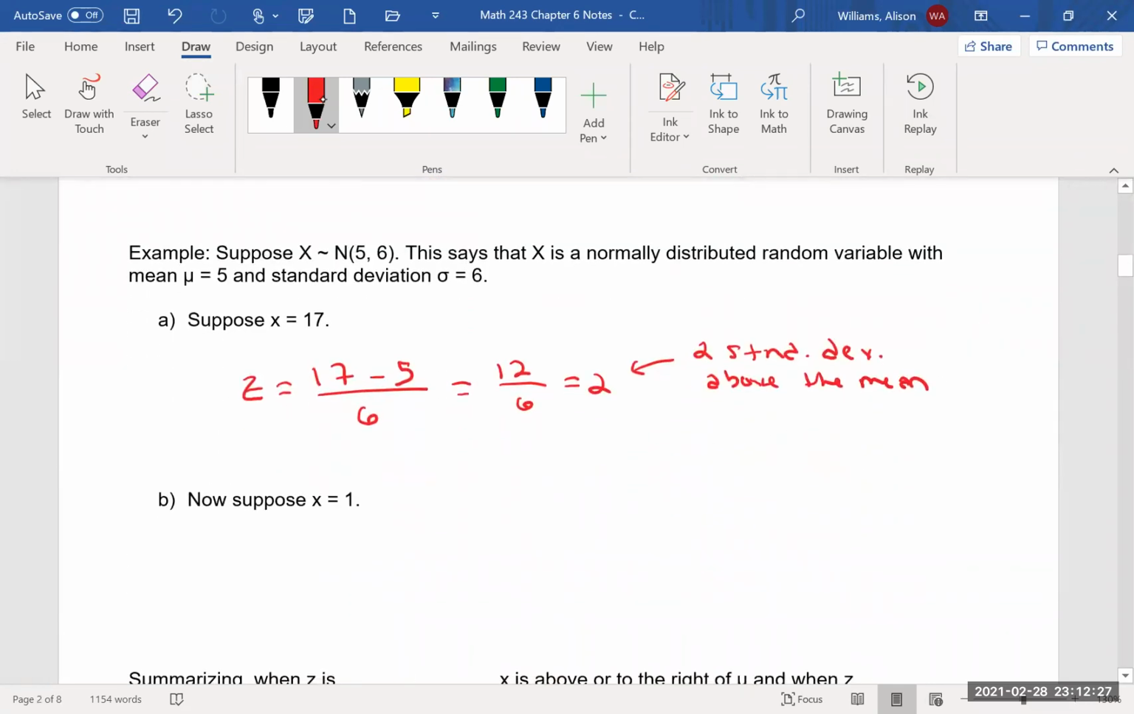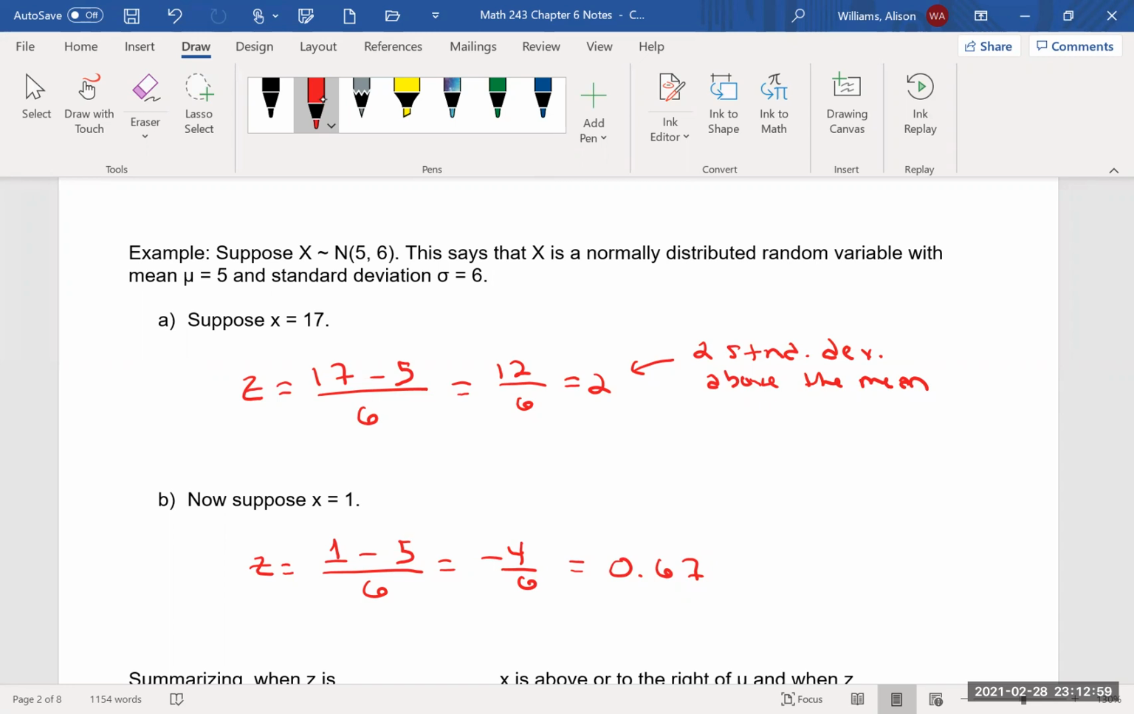Looking at x equals 1, for the z-score we would be doing 1 minus 5 divided by 6, which is -4/6, which we're going to put in decimal form. Z-scores will be at 2 decimal places. We're going to round to the second decimal place. We'll always do that when we're working with the z-score.